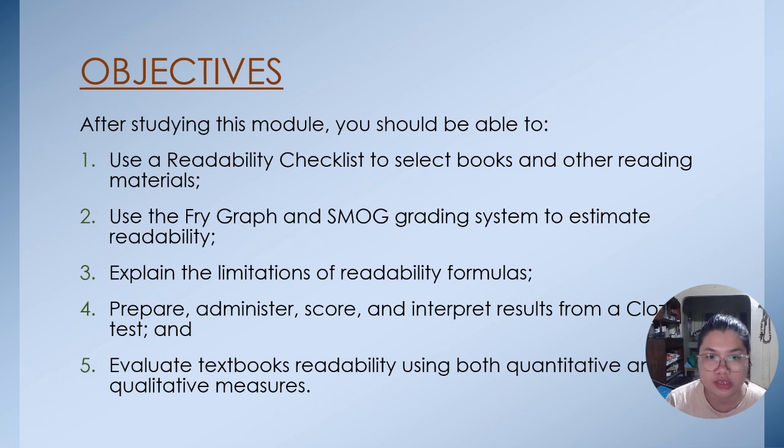So the first one is using readability checklist to select books and other reading materials, use the Fry graph and SMOG grading system to estimate readability, also to explain the limitation of readability formulas, prepare and administer, score and interpret results from cloze test, and lastly is evaluate textbook readability using both quantitative and qualitative measures.